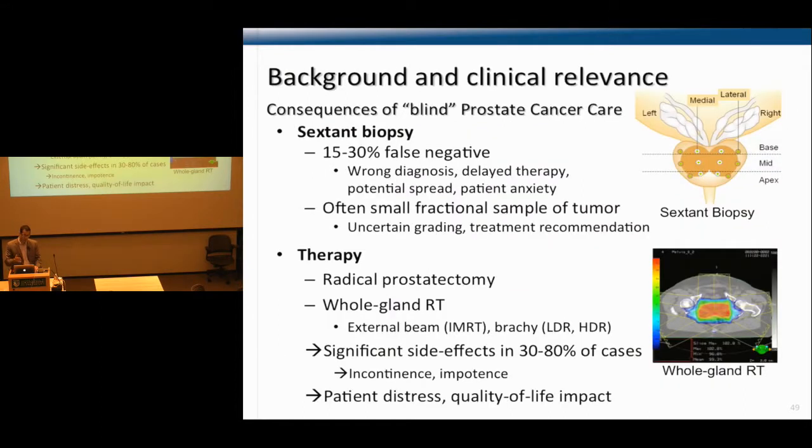The consequence is that this will cause between 30 and 50% false negatives using standard of care transrectal biopsies. This will cause wrong diagnosis, delayed therapy, and anxiety for the patient. Also, because it's more of a random fashion, therapy is still very global, meaning that it's whole gland procedures, either prostatectomy or whole gland radiotherapy. And the side effects are quite devastating, either incontinence or impotence in between 30 and 80% of the cases, and can have a significant impact on the stress and life of the patient.